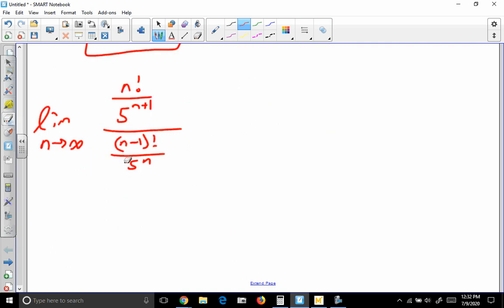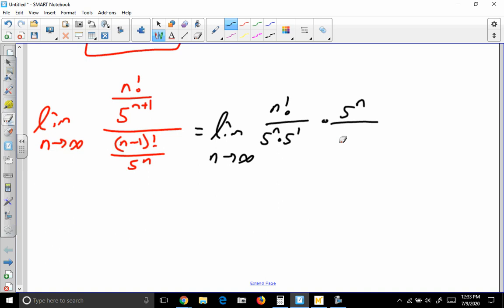In the future, since we're going to be dividing fractions, instead of writing it as one fraction over another fraction, we'll just write it as one fraction times the reciprocal of the one that goes on bottom, which we're going to have to do here anyway. So I'm just going to skip this step most times. So we have n factorial. In order to make these reduced, let's call 5 to the n plus 1, 5 to the n times 5 to the first. When we're multiplying and our bases are the same, we add our exponents, so those are the same. When we flip this, we're going to have 5 to the n on top, and we're going to have n minus 1 factorial on bottom.